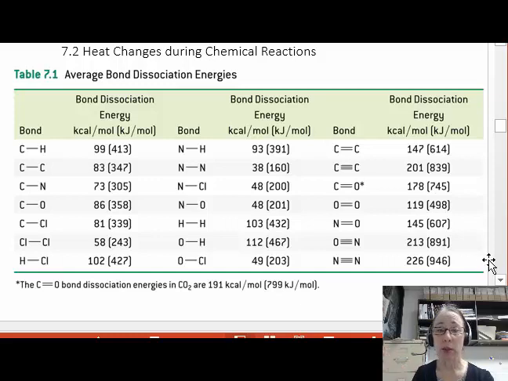Table 7.1 has a listing of average bond dissociation energies in both kilocalories per mole and kilojoules per mole. Looking at this table, which bond is the most stable? Pause the video to figure this out.